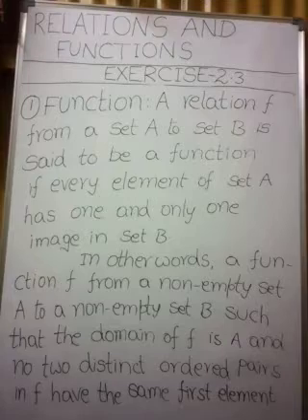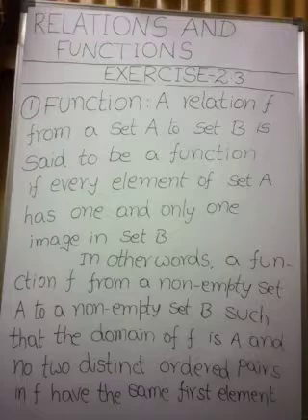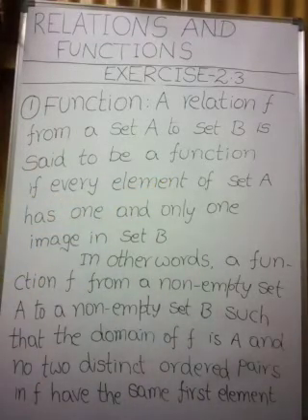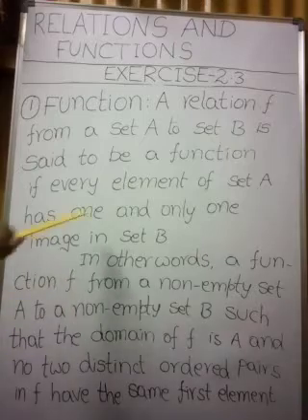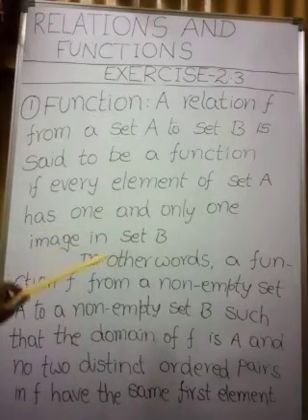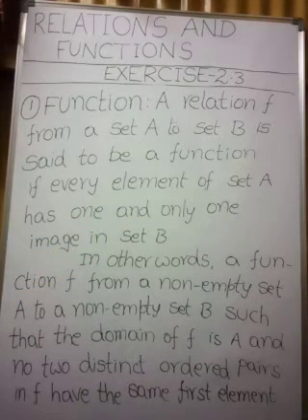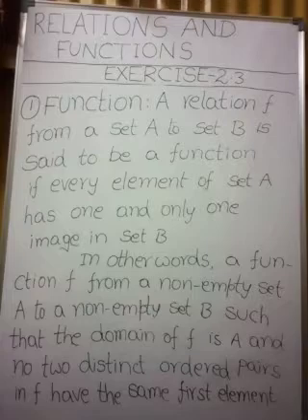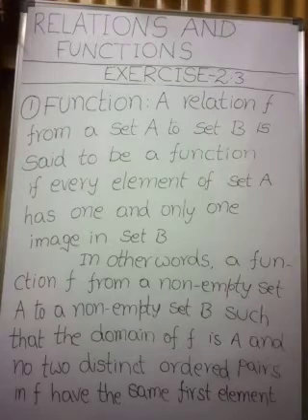Function is also a particular type of relation in which, see here, every element of set A has one and only one image in set B. It means if you draw an arrow diagram, from every element of set A, one and only one arrow should be drawn to the elements in the set B. Okay, my dear children? Right.